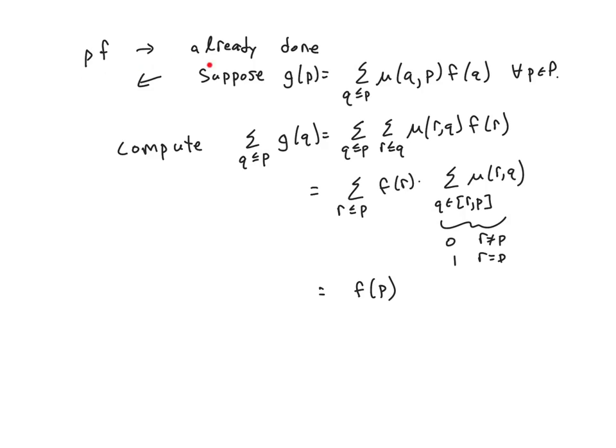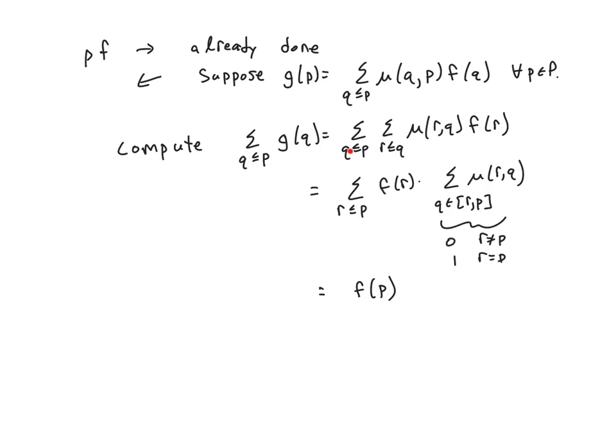So the good news is one direction of the proof was already done, so I only need to do the other direction. Suppose I define g of p to be the summation over all q less than or equal to p of mu of qp times f of q for all elements of my poset. Then let's compute the summation over all q less than or equal to p, g of q. Well, by applying this definition here, g of q is the summation over all r less than or equal to q, mu of rq, f of r.